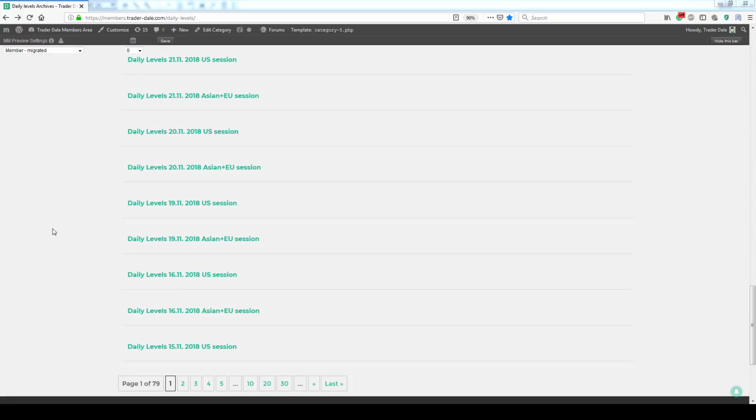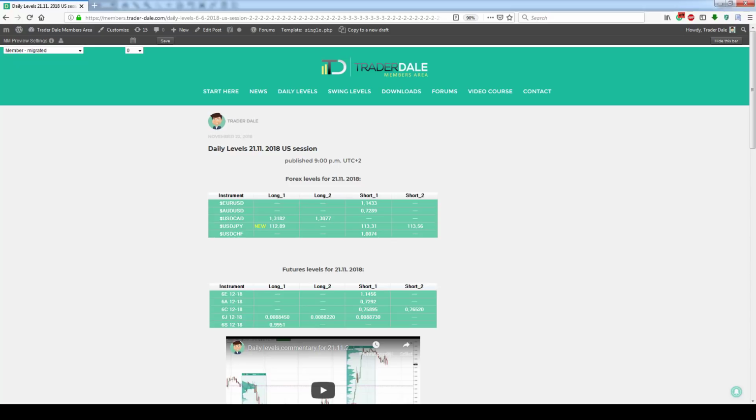Let's now have a look at the prediction table from the 21st. This is the prediction table, and the only level which got hit was long on the US dollar Japanese yen. It was long from 112.89. This was the only level which got triggered. So let's have a look at the charts. Let's have a look at how the trade went.